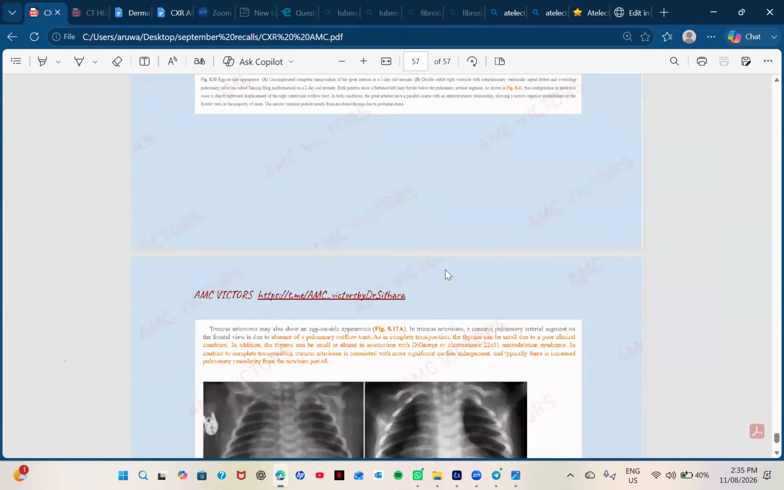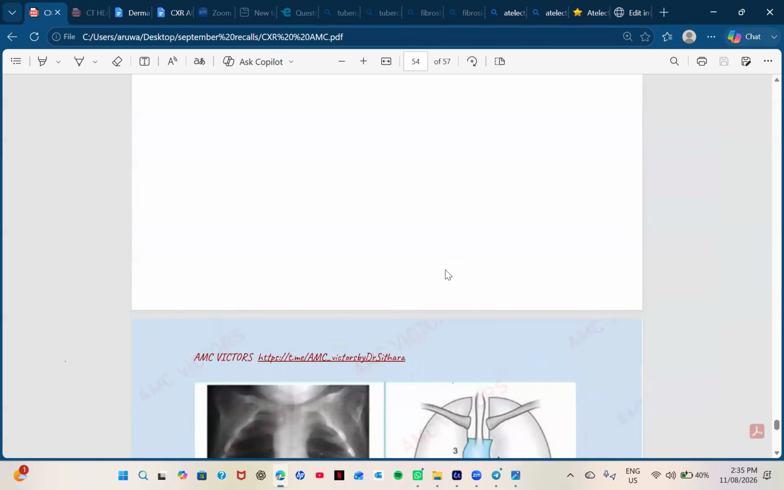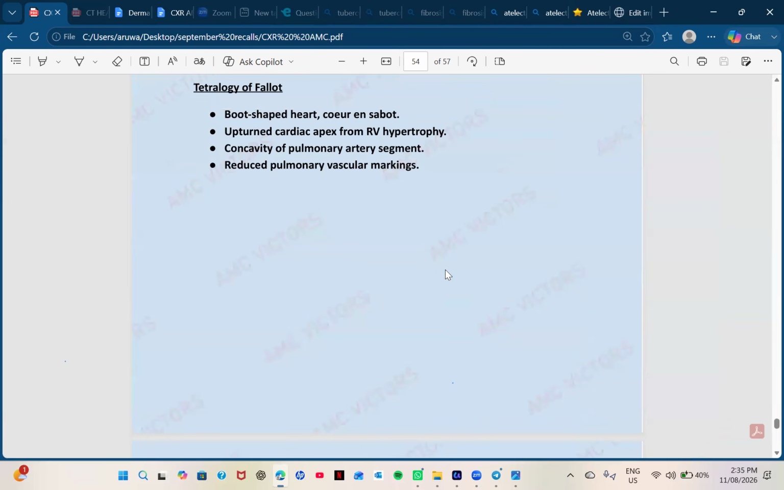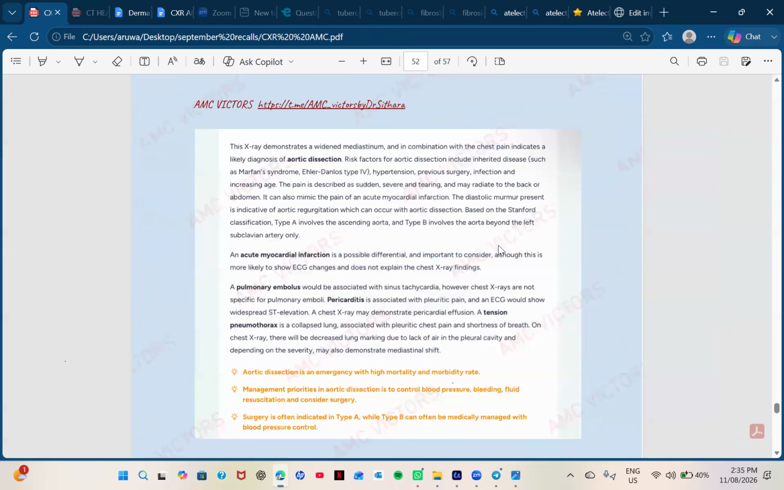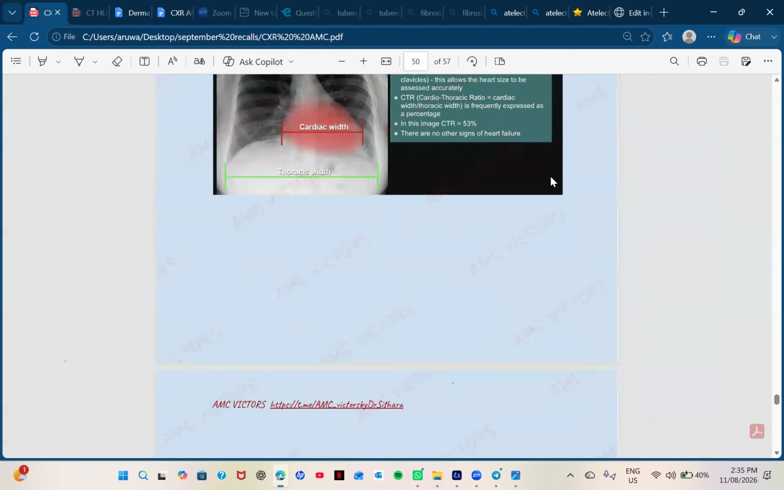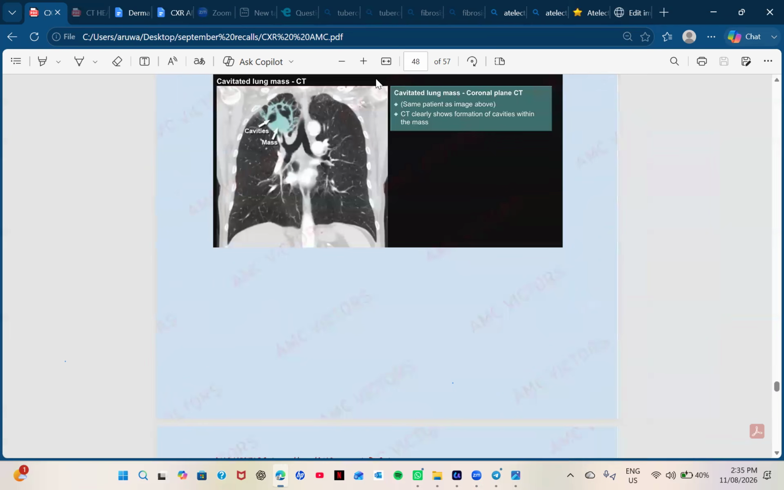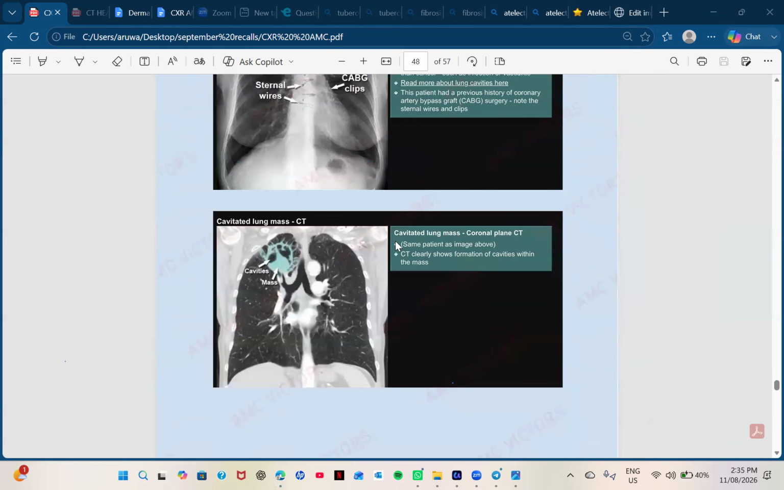Yes, that's all for the general idea. Not everything has been covered, but the main topics have been covered in this chest X-ray. Usually, these are the mainly asked topics, not the rare topics. Okay, is everything clear, doctors? Is everything understandable?